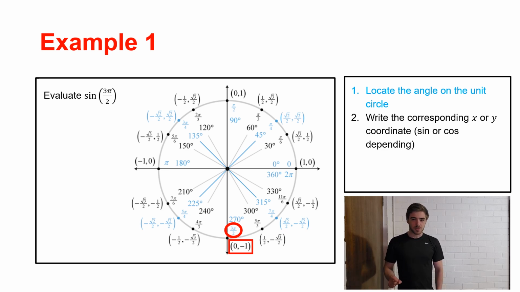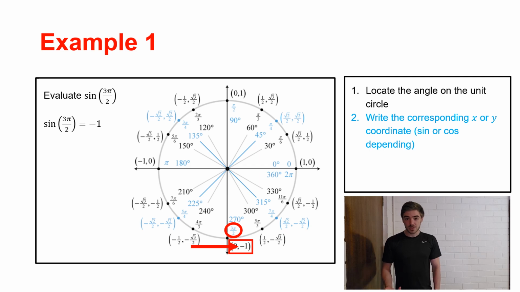But we don't actually want the full coordinate. From our earlier studies, we know that the x-coordinate corresponds to the cosine, and the y-coordinate corresponds to the sine of that angle. Since we want to evaluate sine of 3 pi over 2, we want to give the y-coordinate at that spot. Hence, sine of 3 pi over 2 is going to be -1. If you need to refresh your memory on how the unit circle works, then check my earlier video linked above.